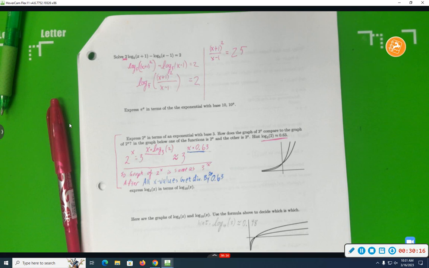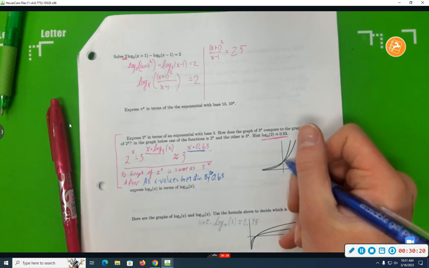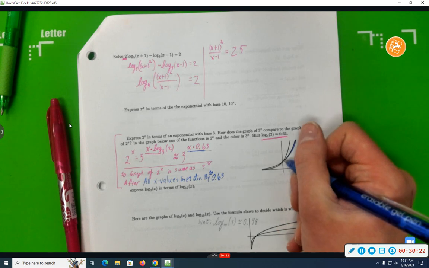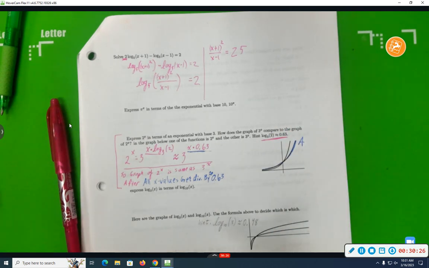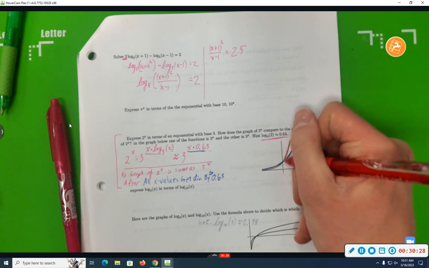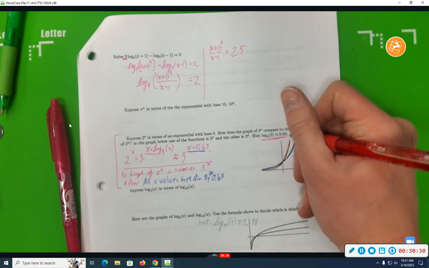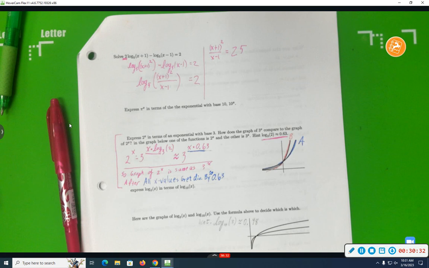So let's use that information. Here are two graphs. And I'll tell you for a fact that one of them is 3 to the x, and one of them is 2 to the x. I've labeled them A and B. One of them is 3 to the x, the other one is 2 to the x. Which one's which?